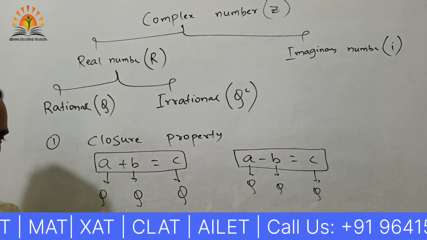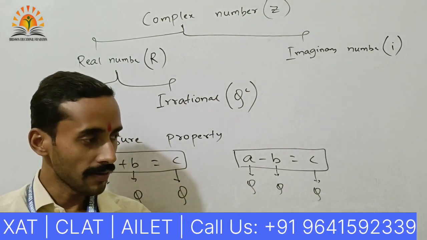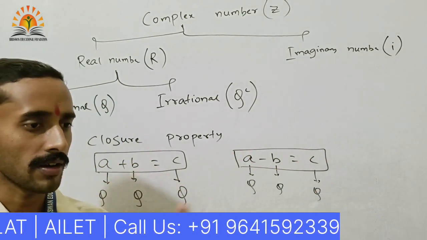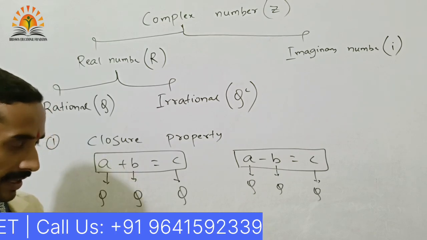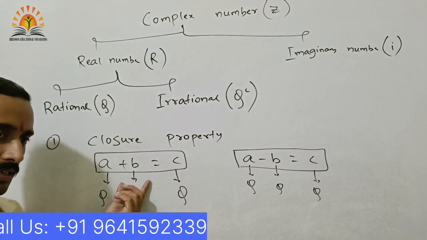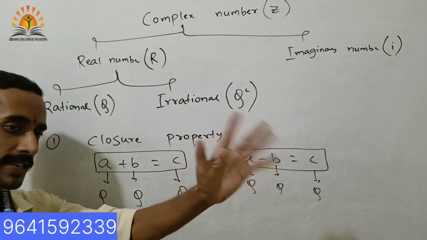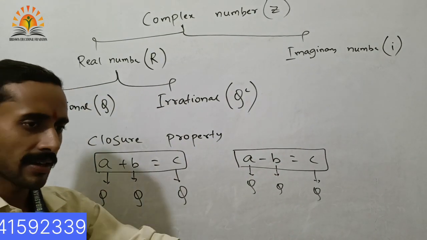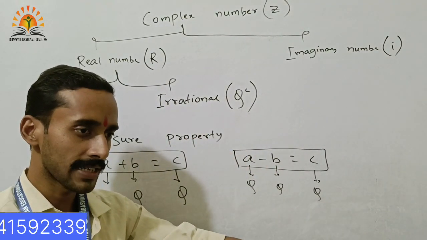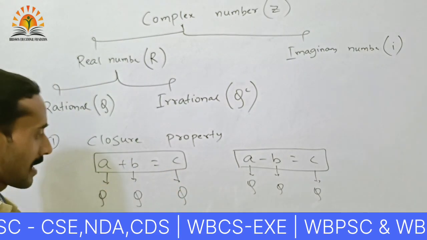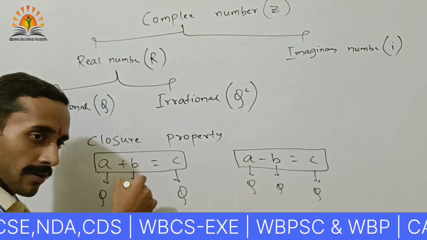In natural numbers, if you add two natural numbers, it always gives a natural number. Is it right or not? If you talk about addition, is it right? If you add 2 plus 4, it gives 6. It always belongs to the natural numbers. Any natural numbers when added always give a natural number. So in natural numbers, this closure property is followed.